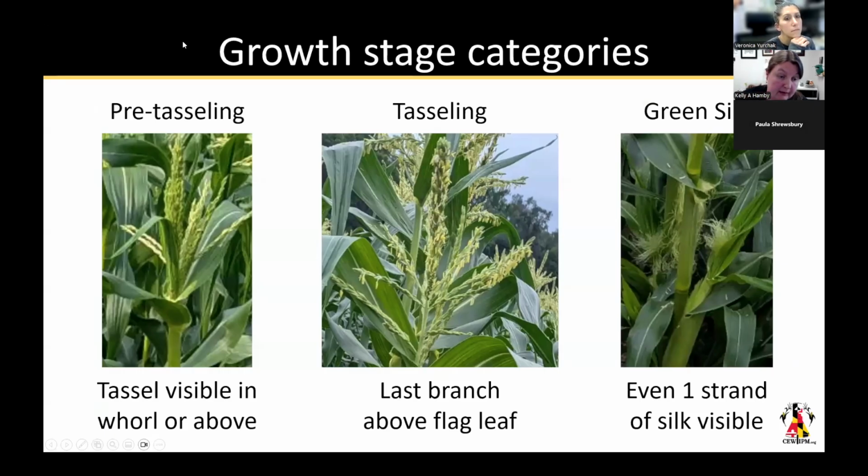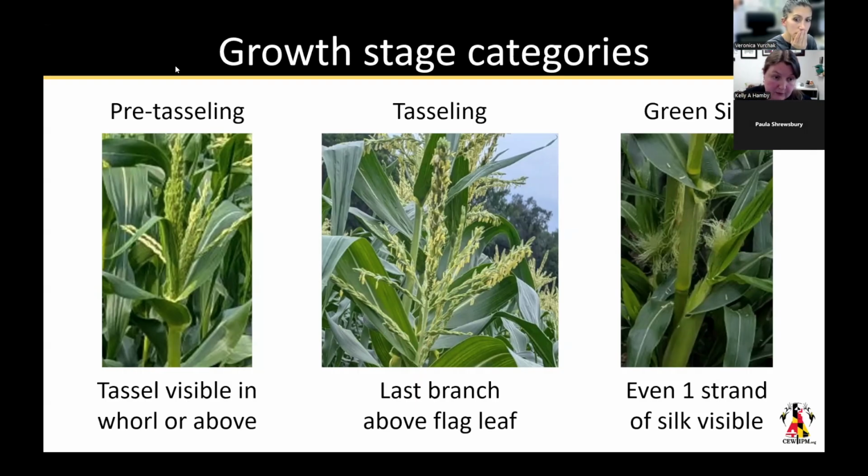And then in Maryland, I also evaluated the growth stages. I wanted to let you know we were aiming for spraying at 10% silk like they did in Virginia. The way that we evaluated this was if it was pre-tasseling, the tassel was visible in the whorl or above. If it was tasseling, the last branch of the tassel was above the flag leaf. So here you can see the flag leaf is down below. We've got all of the branches coming out in the tassels largely. And if even one strand of silk was visible in that ear zone, this is more than one strand, we considered it to be green silk.